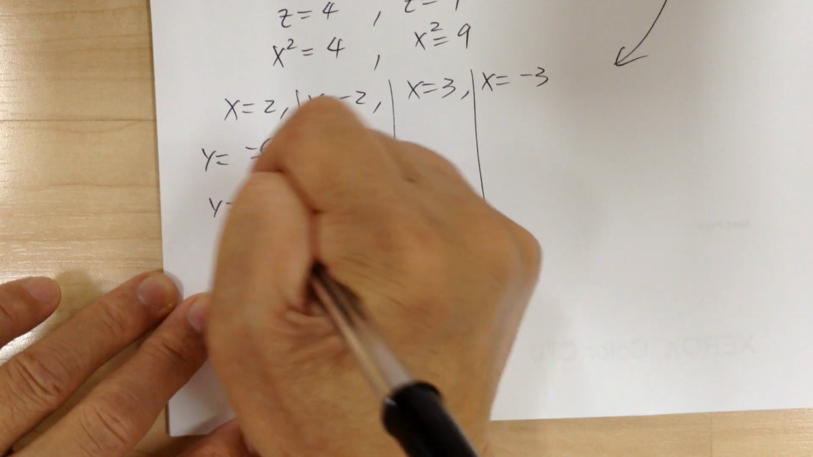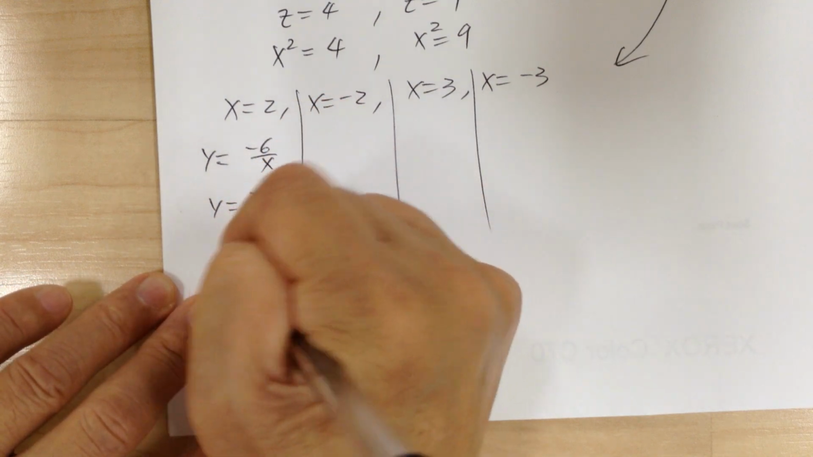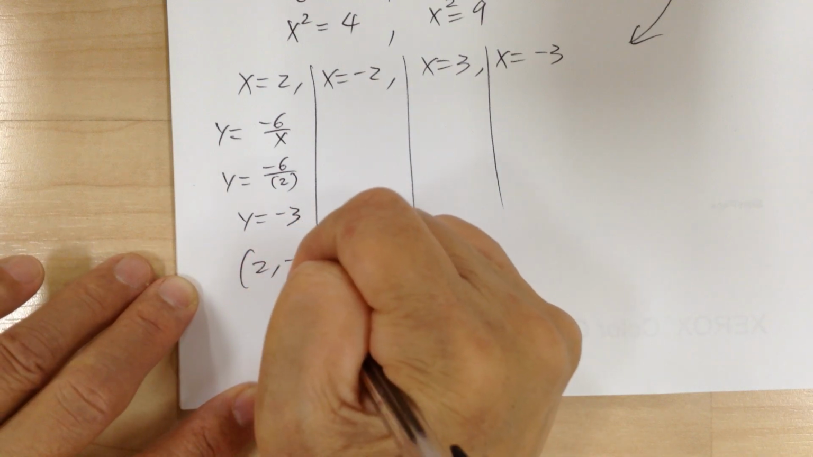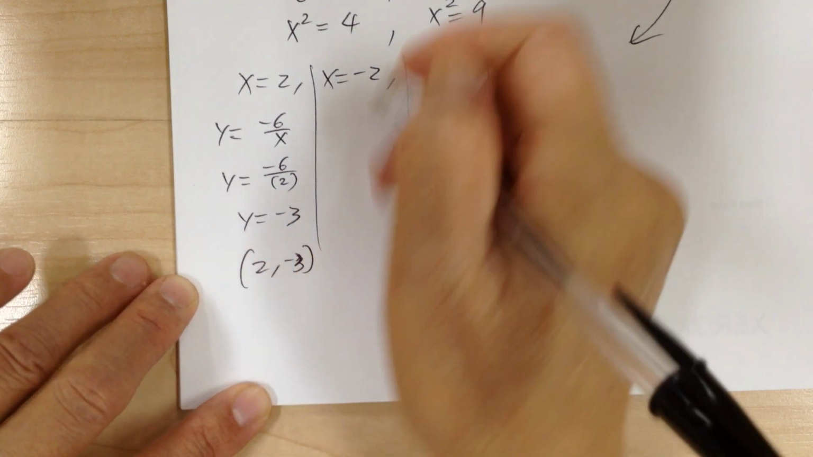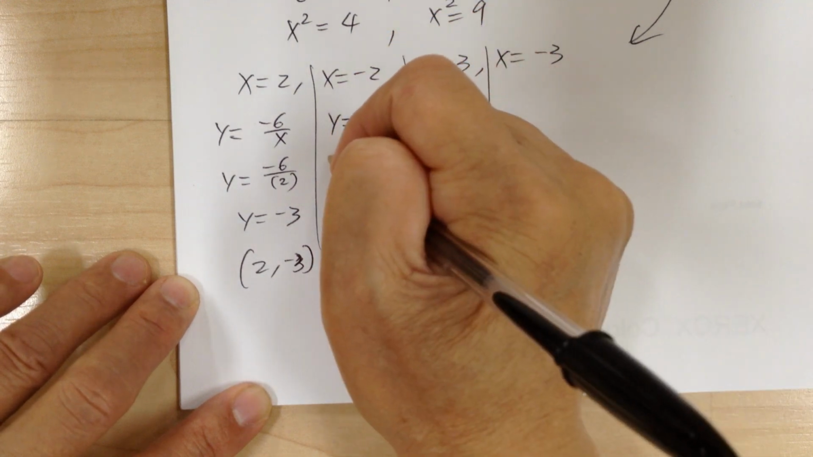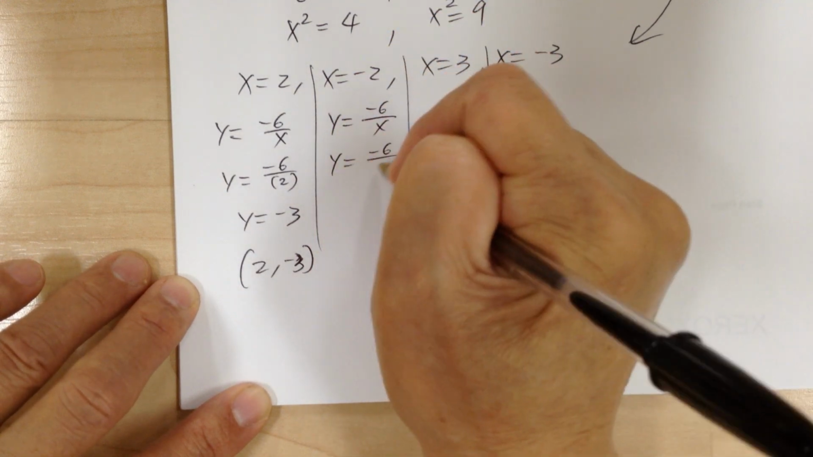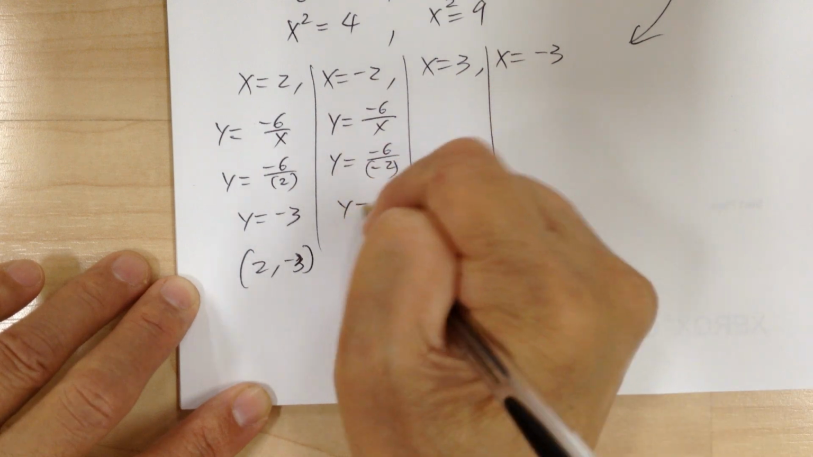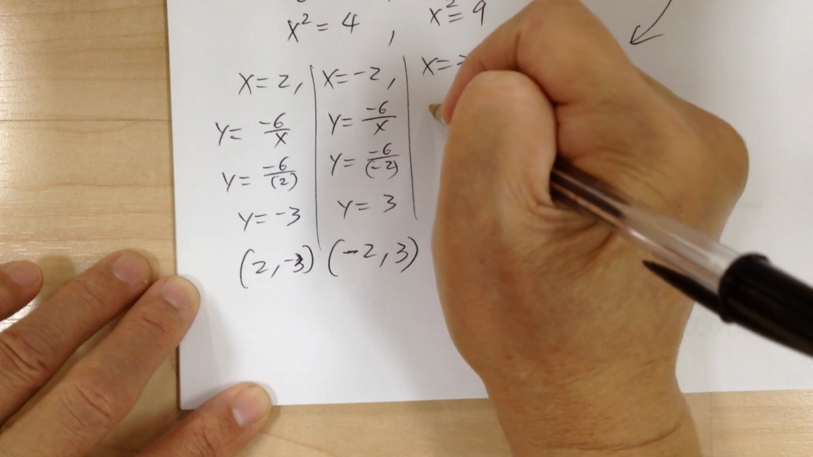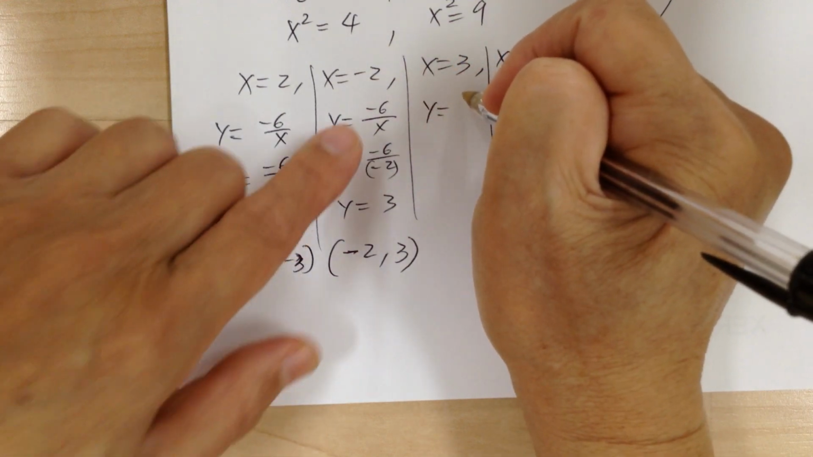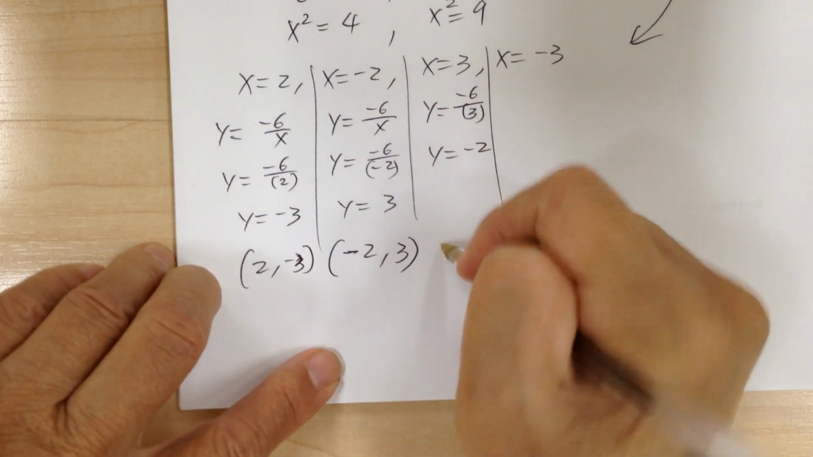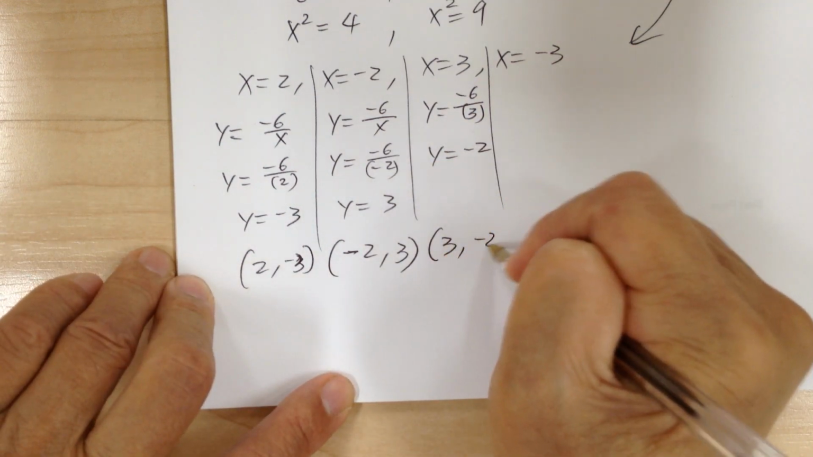So y equal to -6 over 2. So y equal to -3. So from here, you're going to get 2 comma -3. Now over here, again, you do the same thing. y equal to -6 over x, so y equal to -6 over -2. So y equal to +3. So this one you're going to get -2, +3. This one, again, y equal to -6 over 3, so y equal to -2. So this one you're going to get 3 comma -2.